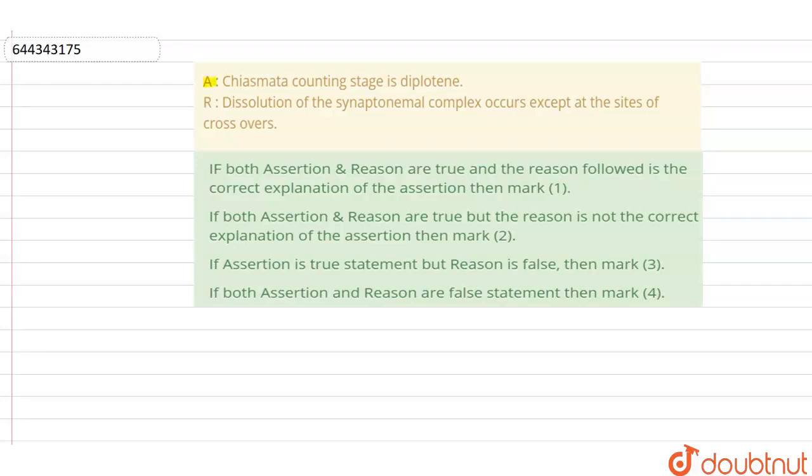So the assertion says chiasmata counting stage is diplotene. Reason: dissolution of the synaptonemal complex occurs except at the site of crossovers. So now let's solve this question. To solve this question, we first have to understand the process of prophase 1 of meiosis 1.